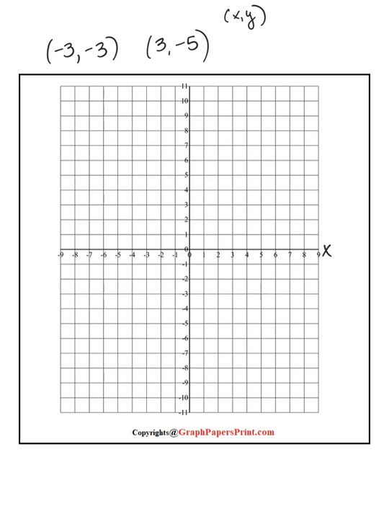Okay, now remember, our coordinates are always written x, y. So this is my x-axis, this is my y-axis. First thing I'm going to do is plot my points. So I'm going to go over to the left 3 and down 3 for (-3, -3). And then I'm going to go to the right 3 and down 5.